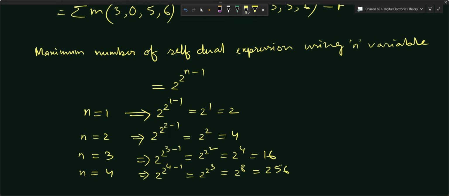So using 4 number of input variables, we can get 256 self-dual expression. This is the maximum number of self-dual expression using n number of variables. So this is the formula. So this is the given equation for finding out the maximum number of self-dual expression.